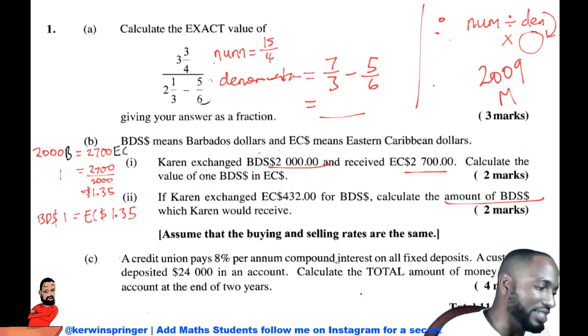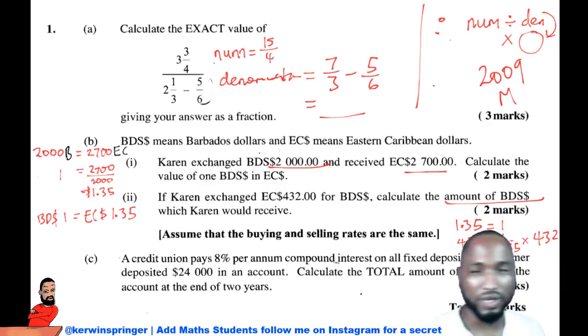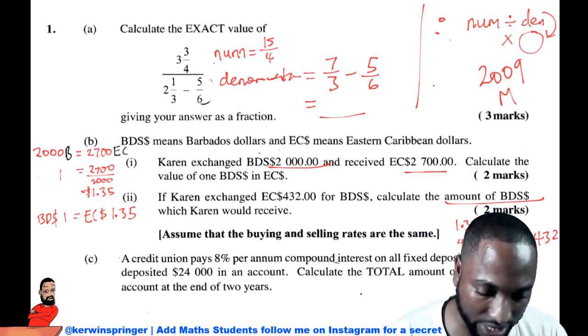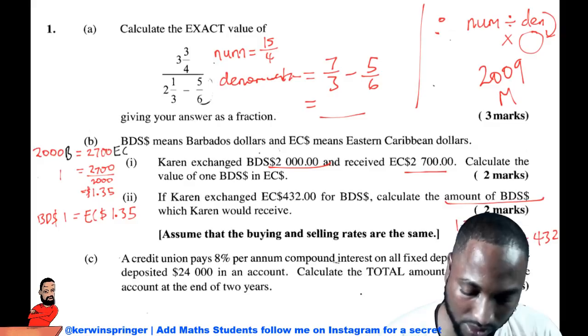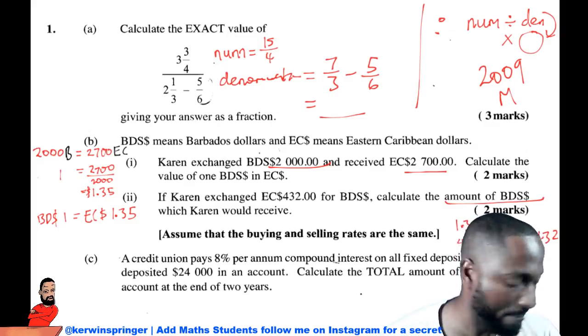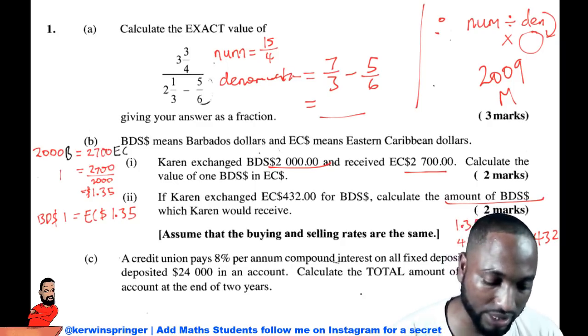Well, it means I need to write the EC in front now. So I'll be like 1.35 EC is equal to 1 Bayesian dollars. So therefore 1 EC will be like 1 over 1.35. And if I want to find 432, I'll have to multiply this by 432. So hopefully that's what everybody did there, and you get the answer. Let's see if I get that same answer. $320, yes, we get that.